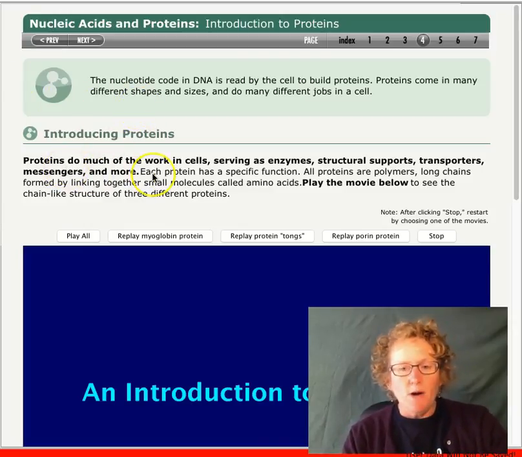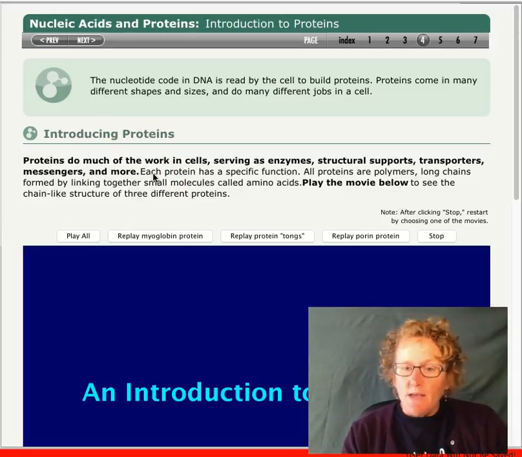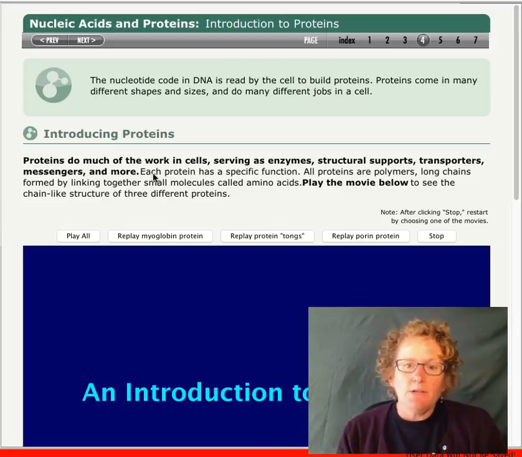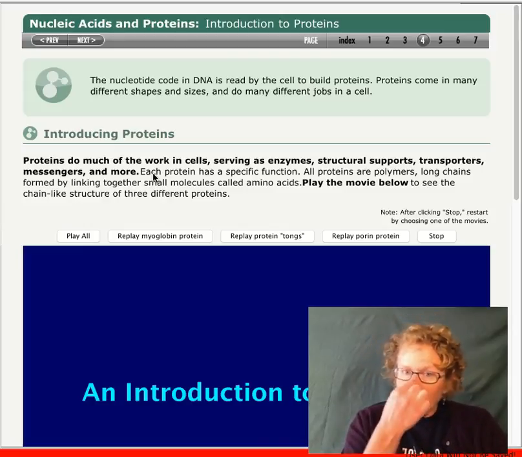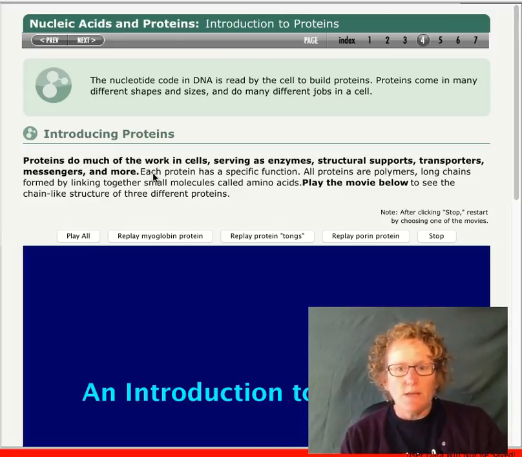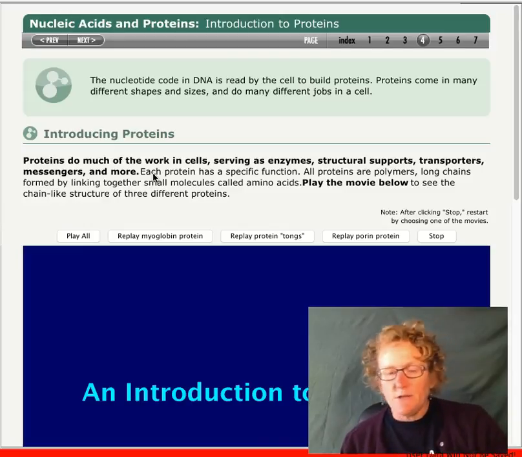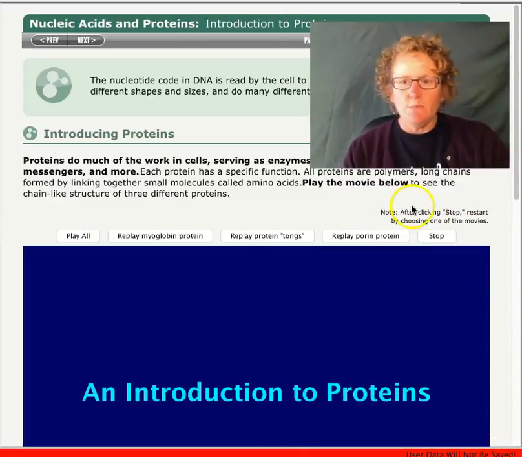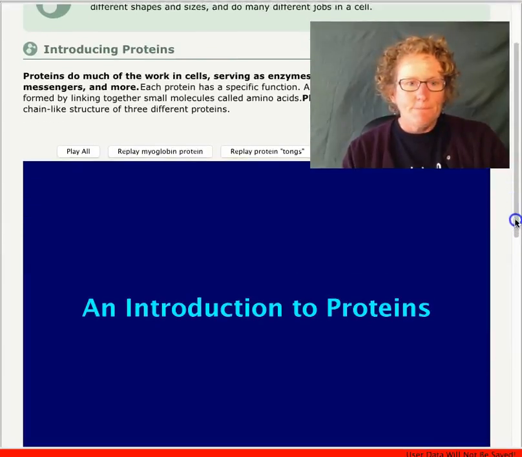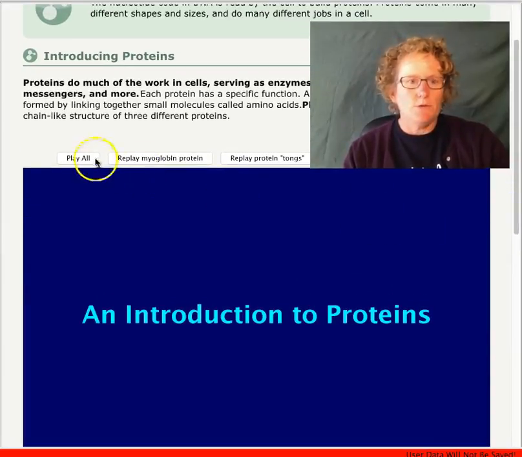This is pretty much right out of the state standards. Proteins do much of the work in cells, serving as enzymes, that's catalysts to make reactions happen. They serve as structural supports like collagen, it supports your nose. Transporters, they get things around the cell and your body. They tell your cells what to do as messengers. So this is really important. Proteins are really important. Let's watch a movie that shows you how important they are.